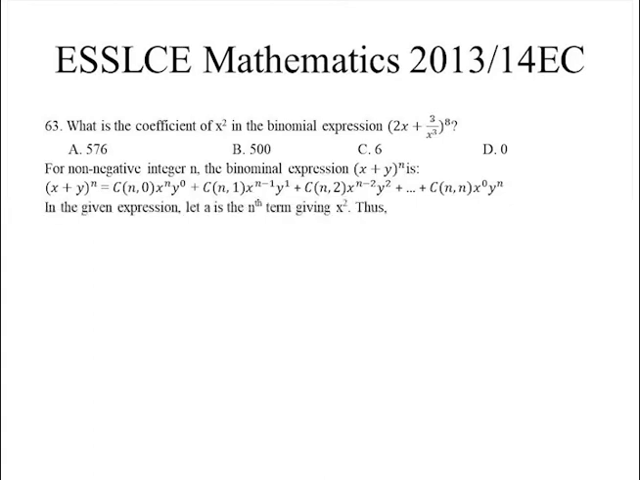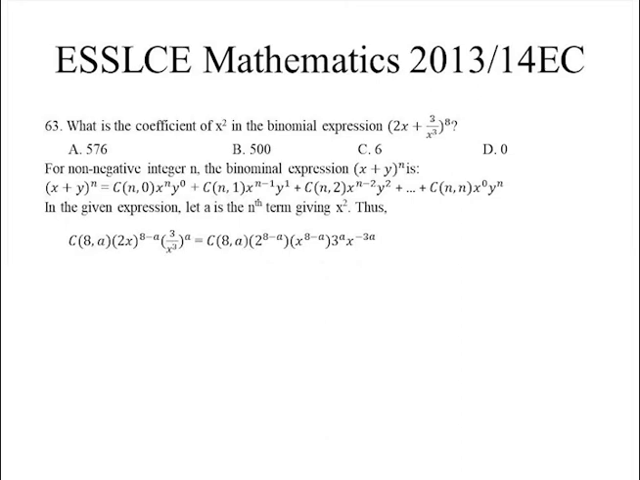In the given expression, let a be the nth term giving x squared. Thus, combination of 8, a times 2x the power of 8 minus a times 3 over x cubed the power of a, which gives us combination of 8, a times 2 the power of 8 minus a times x the power of 8 minus a times 3 the power of a over x cubed the power of a, which means 3 the power of a times x the power of negative 3a.